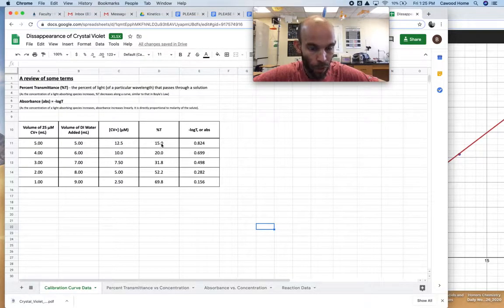So this calibration curve, I must have used a different wavelength as well because our percent transmittance was 18% when we first started today, I think. But the actual wavelength of light that we use doesn't matter. We just want to see how it changes as we change the concentration. We want to see how the percent transmittance changes as we change the concentration. So that's what this calibration curve was for.